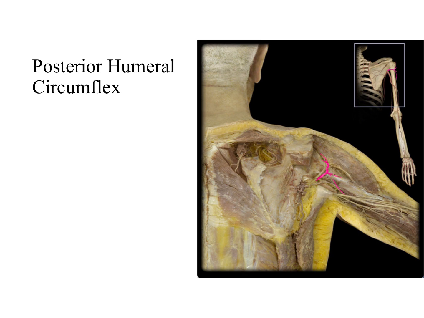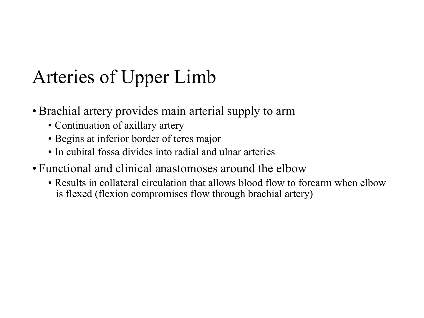This is a posterior view of the posterior humeral circumflex artery, so you can see how it wraps its way around the back of the arm. The brachial artery provides the main arterial supply to the arm, and it's a continuation of the axillary artery. It begins at the inferior border of the teres major, where the axillary artery ends, and then it ends in the cubital fossa, just opposite the neck of the radius. And there it will divide into the radial and ulnar arteries.